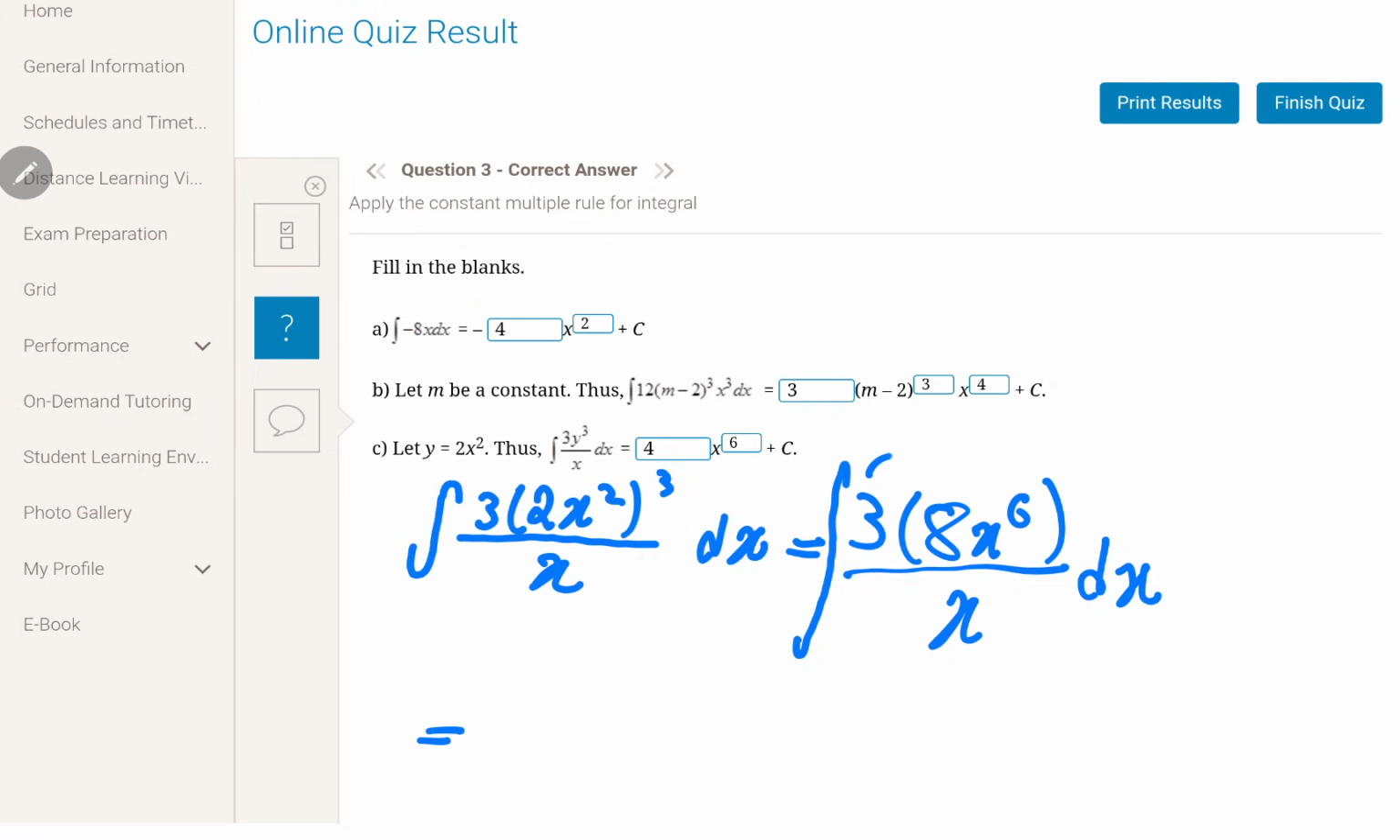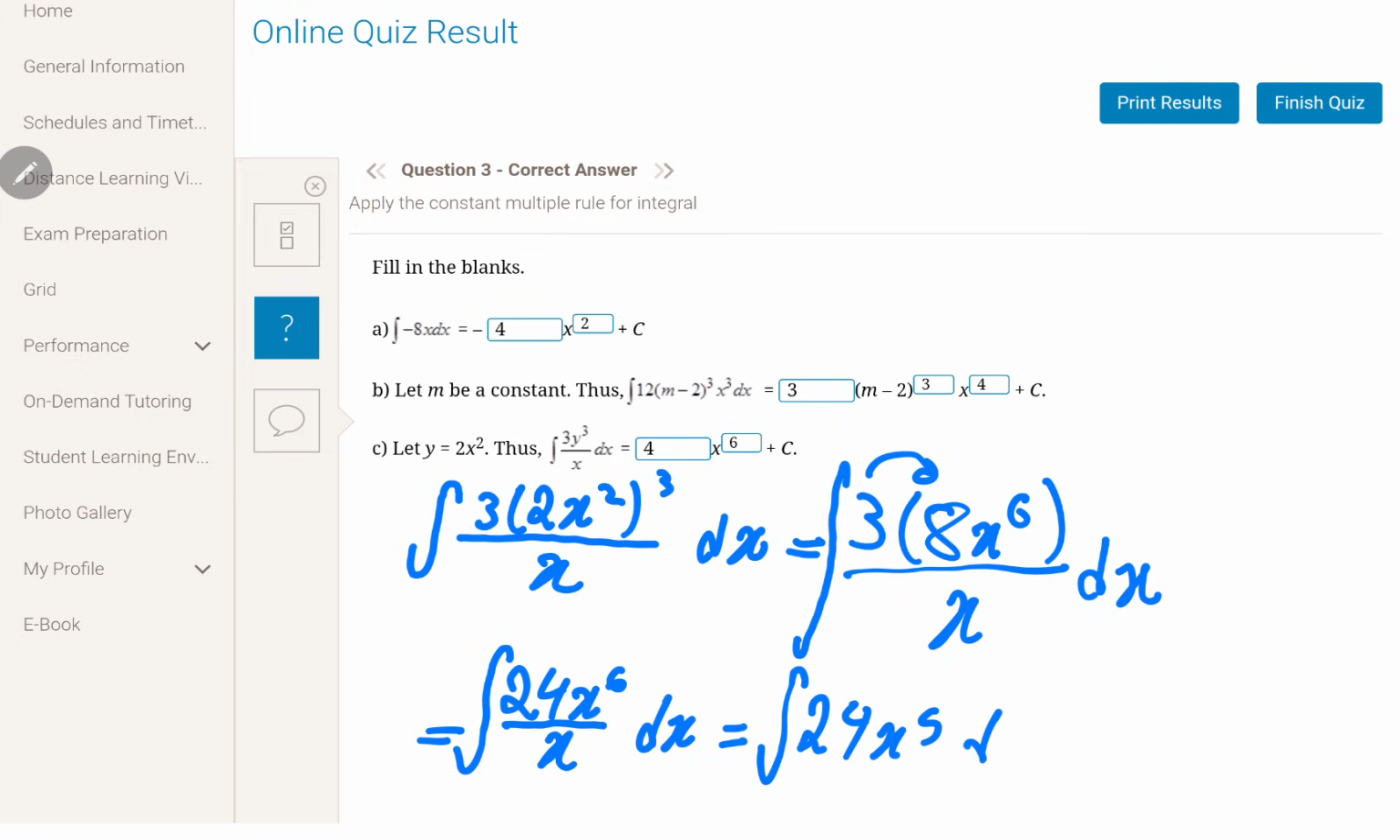So, distribute the 3, you'll get 24x to the power of 6. Let me integrate before I forget. 24x to the power of 6 over x dx. What does this equal to? 24 x to the power of 5 dx. So then you integrate, take 24 out, so you'll get 24 integral of x to the power of 5 dx.